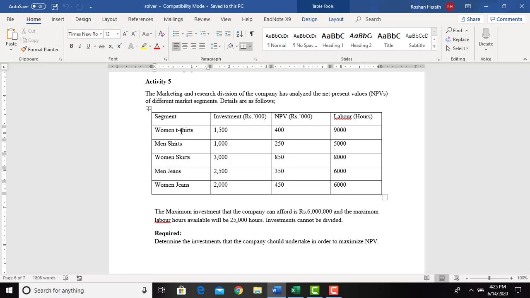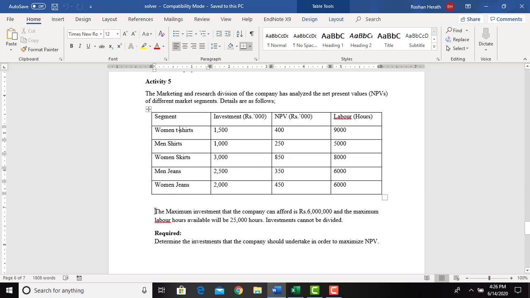For example, when it comes to the women's t-shirt, you can't say that you are going to carry out this division at 50% of the capacity by making your investment 750,000. That is not the case. Either you accept that or reject. So it's a matter of ones and zeros. That's what it says: the investment cannot be divided.